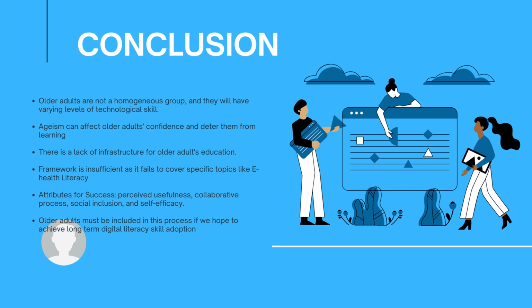The current framework that I use is insufficient as it fails to cover nuanced topics and specific literacies like e-health literacy. Attributes for success that were common within all the programs were perceived usefulness of the program, collaborative process, social inclusion, and self-efficacy. And the last main takeaway from this is that we can only achieve long term digital literacy skill adoption if we include older adults within all these processes when it comes to designing technology and creating these programs.